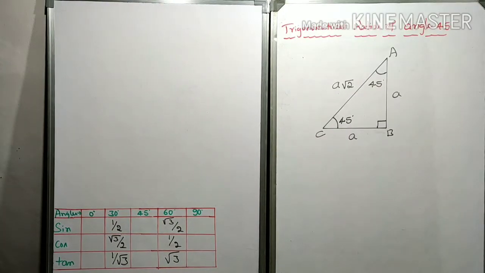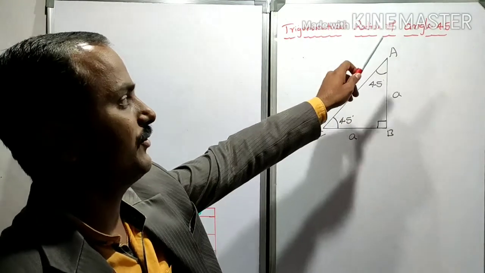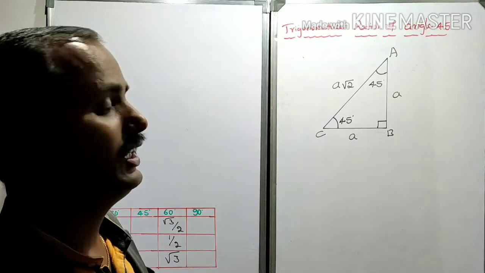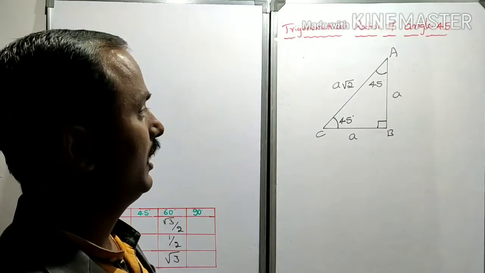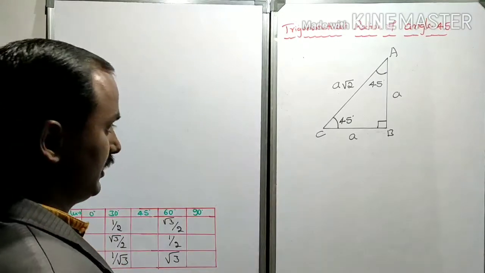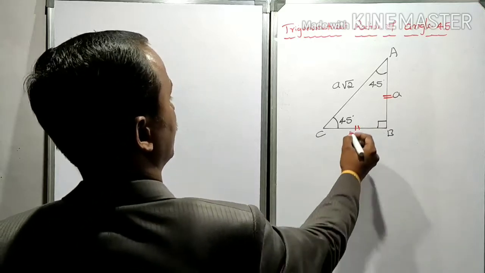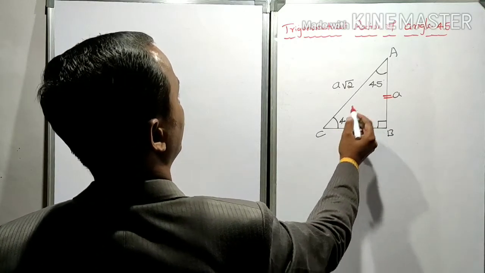Now, dear children, one more standard angle, 45 degree. We are deriving the trigonometrical ratio values of the standard angle 45 degree. Now I am considering an isosceles triangle. Isosceles means two sides are equal to each other. Their opposite angles are also equal: 45 degree, 45 degree.